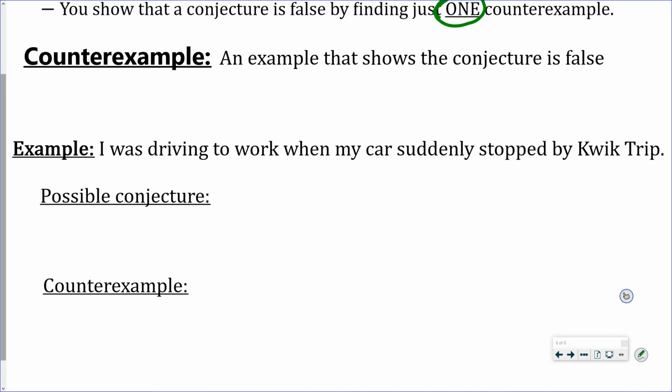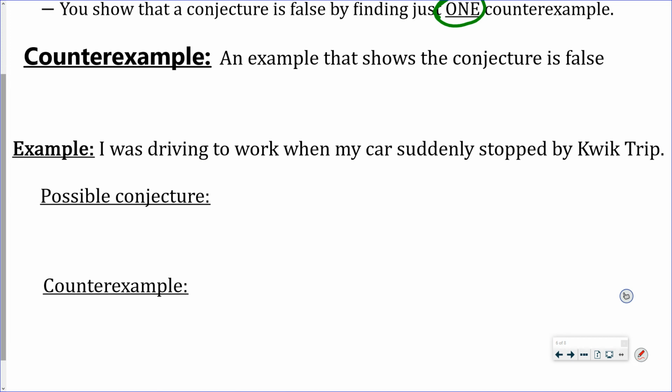So let me just give you a real life example for a second. And then we'll do some with numbers. I was driving to work today, and my car suddenly stopped by Quick Trip. So probably my first thought, if I'm driving my car and it stops, is that I ran out of gas. Right? I like to run on E. I like to play that dangerous game. You guys don't know. You're not drivers yet, most of you. I like to ride out the E as long as I can.